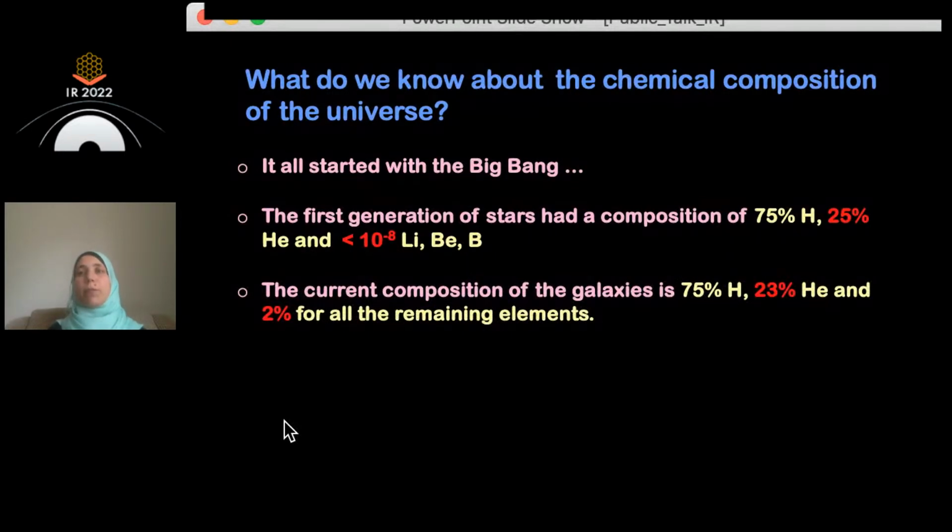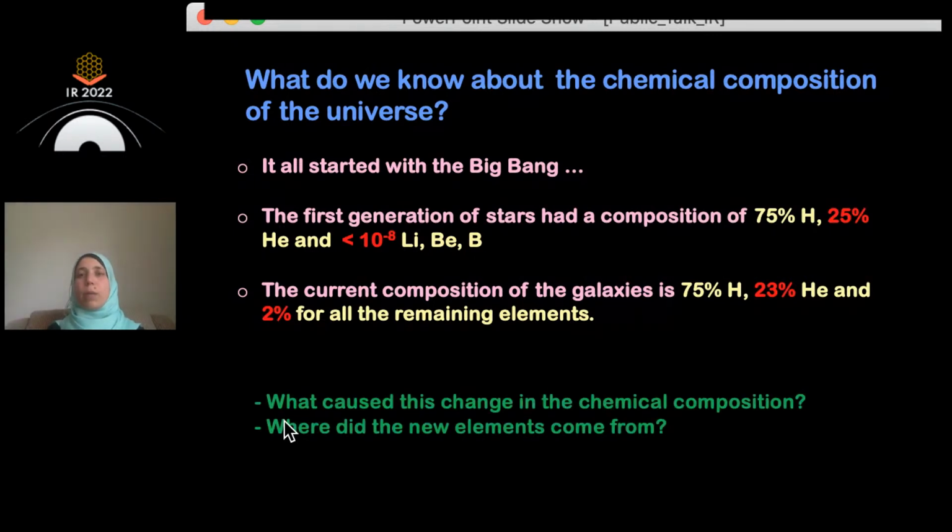We have about 75% hydrogen, but only about 23% helium, and then a higher percentage of all the remaining elements, which is about 2%. So of course, the 2% is not a very big percentage, but when we compare to the initial composition of the elements that were there in the first generation of stars, we see that it is a significant change. So here, I want you to see these two things that changed. One is the amount of all the remaining elements other than hydrogen and helium, but also that now we have many more elements that were not there in the first generation of stars.